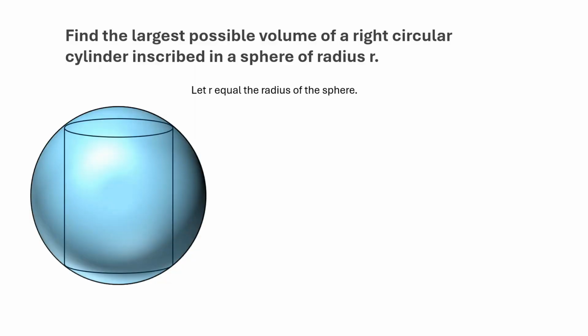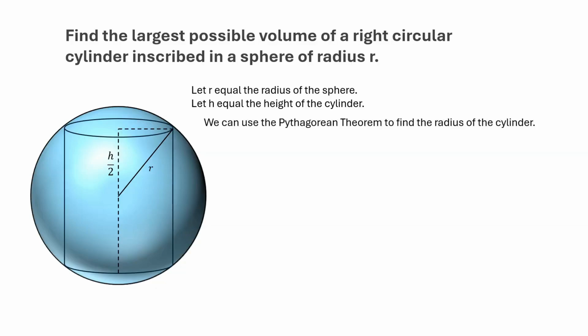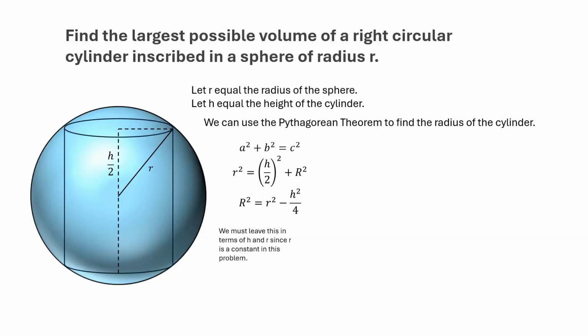The radius of the sphere is equal to r. Because the cylinder is inscribed in the sphere, the diagonal of the cylinder will be 2r. We can let the height of the cylinder equal h. We can then use the Pythagorean theorem to solve for the radius of the cylinder. The derivation is as follows. We must leave this value in terms of r and h, because they are the constants in this expression.